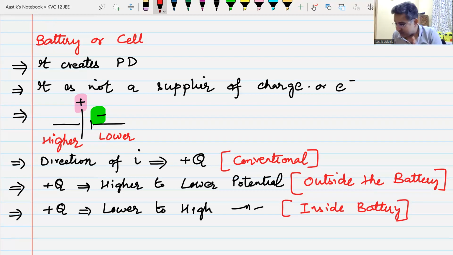Because of this chemistry, the positive charge will flow from the negative terminal, the lower terminal, to the higher terminal. Do we understand this? Yes, sir. That is the function of a battery. It has to make the positive charge go from lower potential to higher potential. We'll put it there and then say, okay, now do your job. I have put you there. Now do your job.